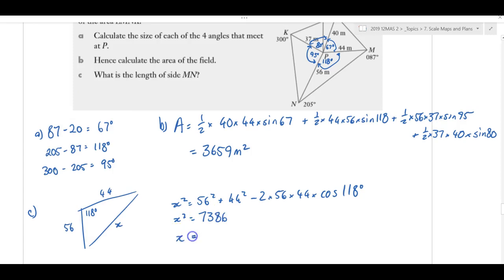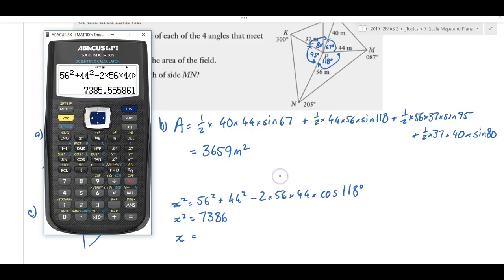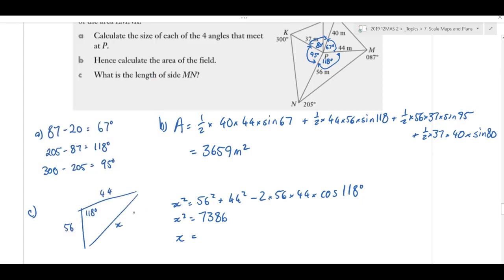786-ish. X is the square root of that. Remember, use the previous answer. Don't round it off and then type in the rounded off answer. And that's about 86. There we go. That's offset and radial surveys.